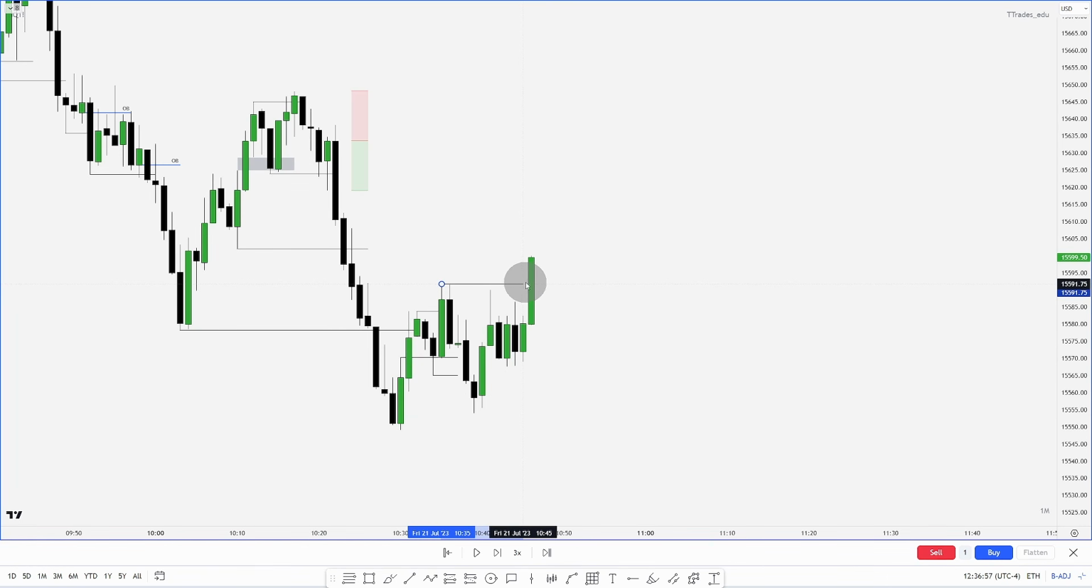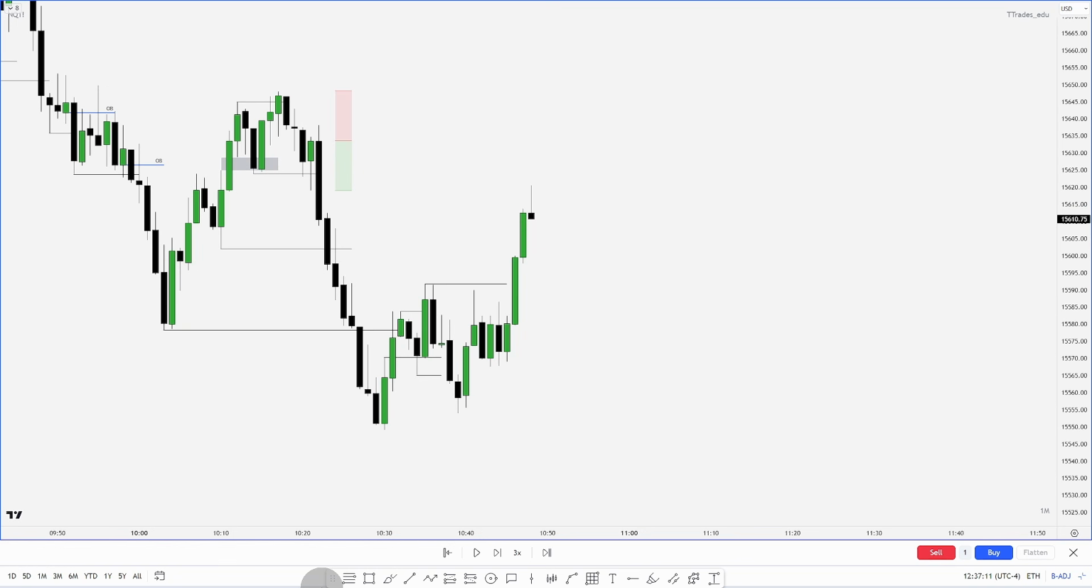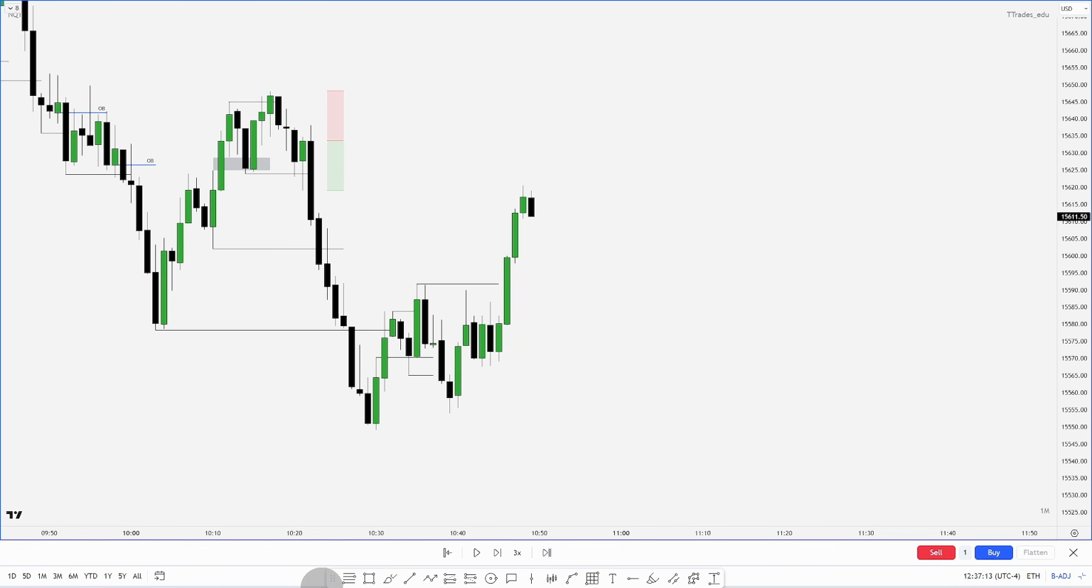Now, what do we get? Displacement out of this range. So we either get displacement back in for a reversal, looking for lows, or we retrace to continue higher. So there's displacement up. We're looking over.